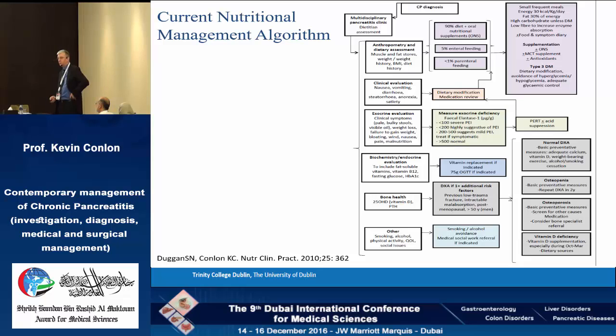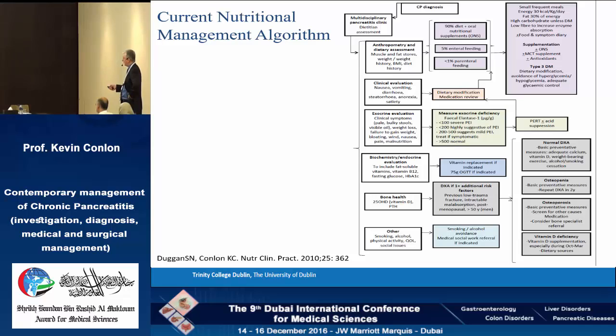It includes the physicians, the dietitians, the pain specialists, our social workers, and our physiotherapists in terms of exercise tolerance. We try to give them exercise programs going forward. We measure anthropometry and dietary assessment. We have nausea, and we go through all the bits and pieces.